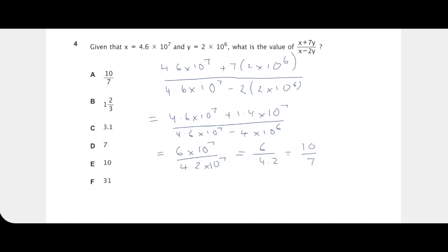My third line is me simplifying down each of the terms of this equation and simplifying it down till I get the answer of 10 over 7. Therefore, the answer to 4 is A. That's question number 4 completed.